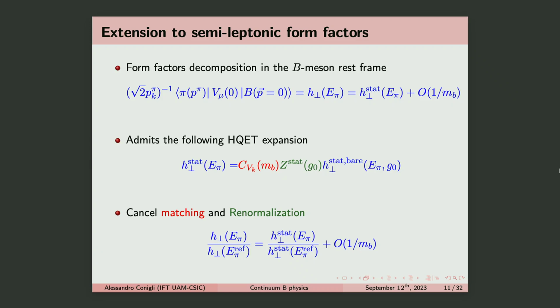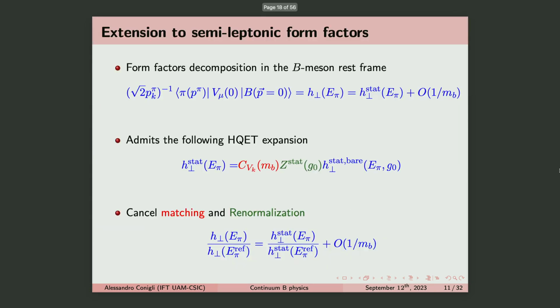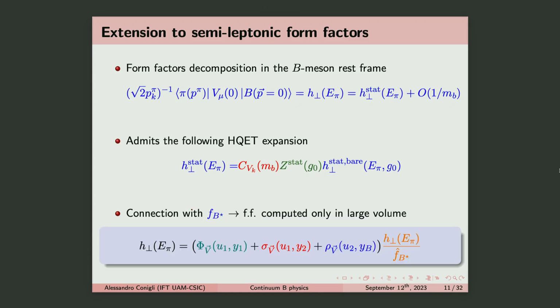And it turns out that it can be particularly useful in this case to select as reference scale the vector decay constant step scaling function that we introduced previously, in such a way that we can connect the previous determination of f_B* to the form factor, and we eventually end up with this master equation here to extract the form factor in the large volume.